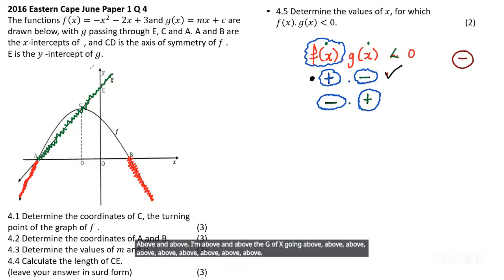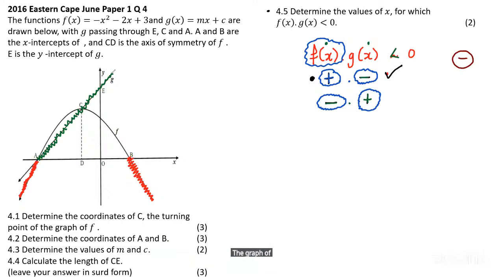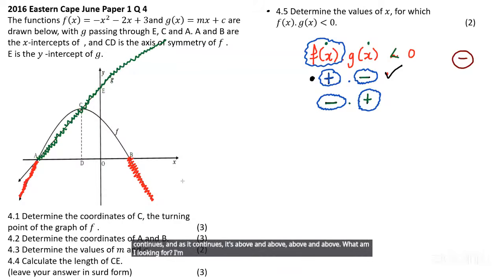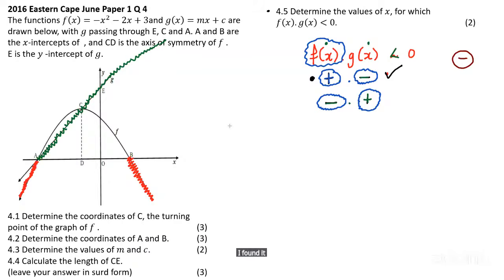Now think with me. The graph of g continues. And as it continues, it's above and above. What am I looking for? I'm looking for green and red simultaneously. I found it. Where? Check this out.